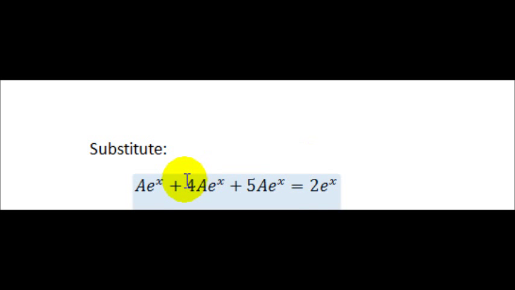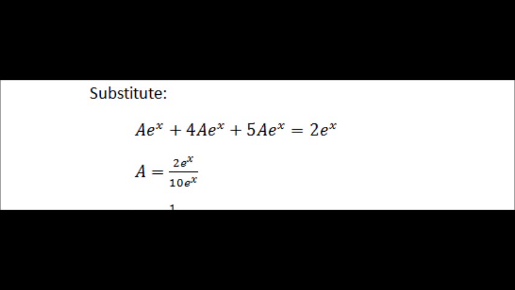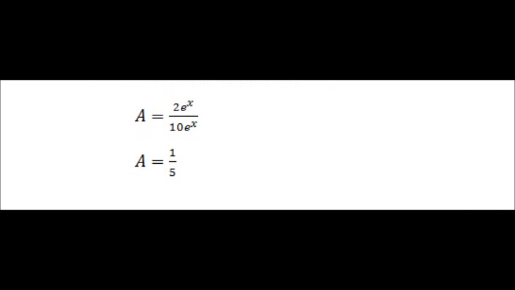So I need to find the value of a. 1 plus 4, so we have 5, plus 5, so we have 10. So we have 10a e to the x, so 2e to the x divided by 10e to the x, we have 1/5. So our value of a is 1/5. Then substitute this, so we have now our yp, which is 1/5 e to the x.